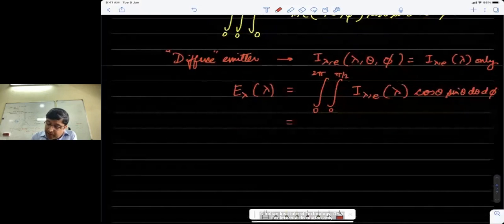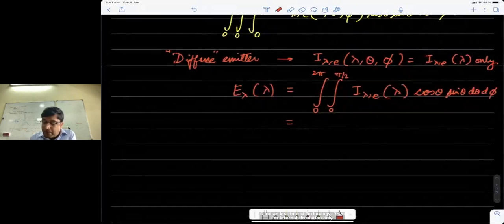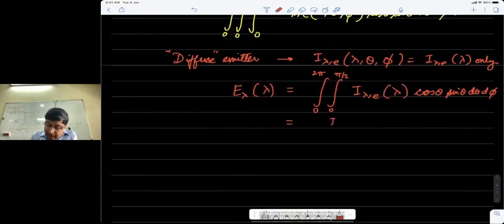If you integrate, remember d phi will give you 2 pi, and cosine theta sine theta d theta is an easy integral, because if you take sine theta to be, let's say, some variable m, then cosine theta d theta becomes dm, right? So that becomes just an integral of m dm. So what you will get is I lambda,e into 2 pi into half, which becomes pi I lambda,e.